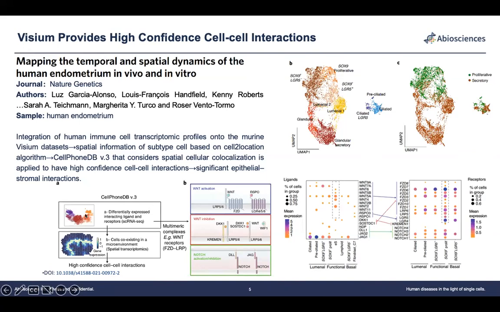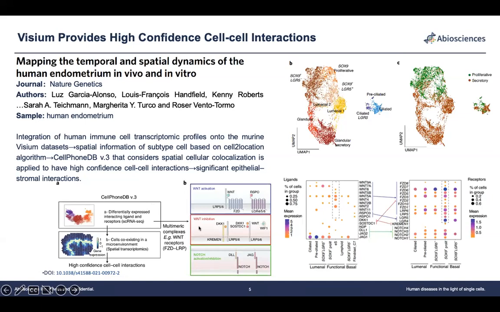But from the VCN data, what they could do is use the spatial data to identify the cell location, and then use CellPhoneDB version 3. They then looked at the combination of cell-cell interactions. For example, shown here on the top, they first did the differential expression interaction between ligand and receptor. Then they looked for cells that coexist in the microenvironment, for example, that are located in the same spot. This provides confidence in the cell-cell interaction.